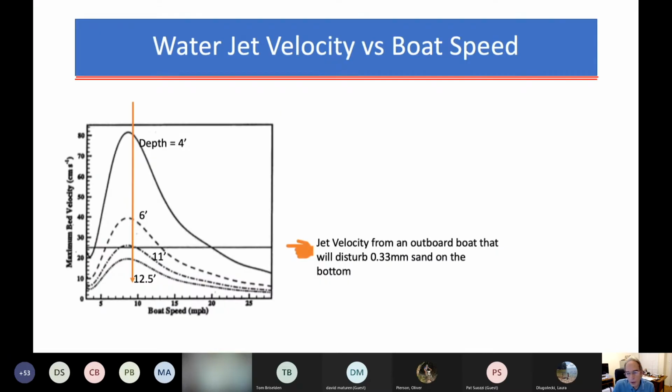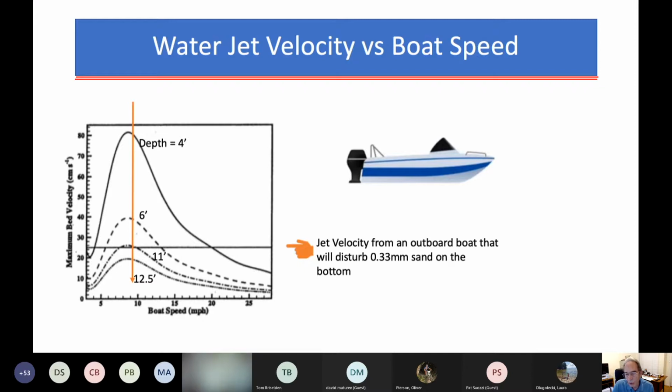This graph shows propeller jet speed on the vertical axis and boat speed on the horizontal. The curve shows water jet speed on the lake bottom for a 16-foot, 150 horsepower outboard motor moving at various speeds for various depths of water. The horizontal line shows the water jet speed that will disturb 0.33 millimeter sand on the bottom, a standard used by the study group that did this analysis. Finer grained sand will be disturbed at much lower velocities.